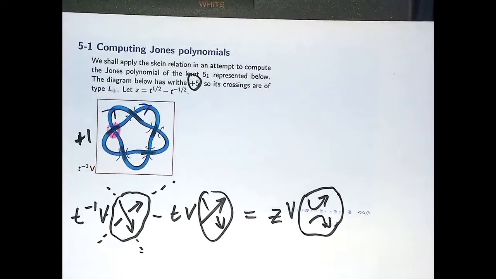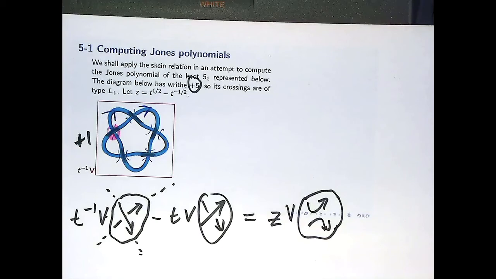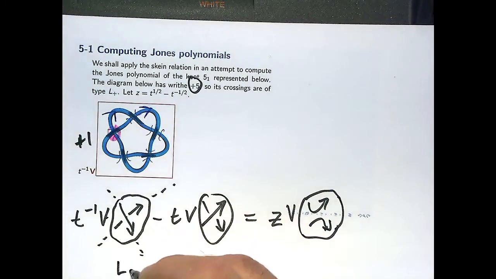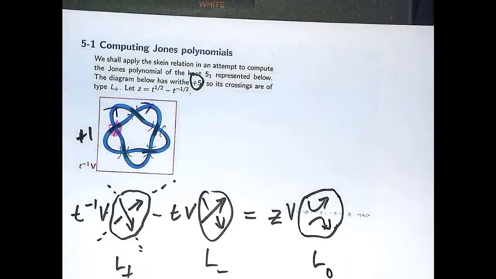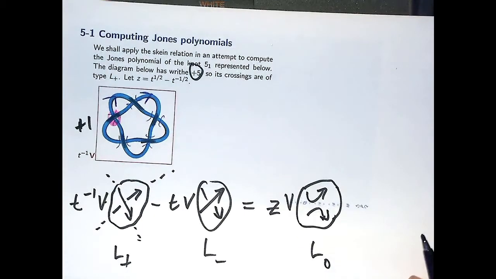So we have to identify these terms. This would normally be written V of L minus. So this is V of L plus, this is L minus, and this is L0. Now you might say, why am I using L? Well, L stands for link. Of course, it so happens that we're talking about a knot here, but a knot is a link.